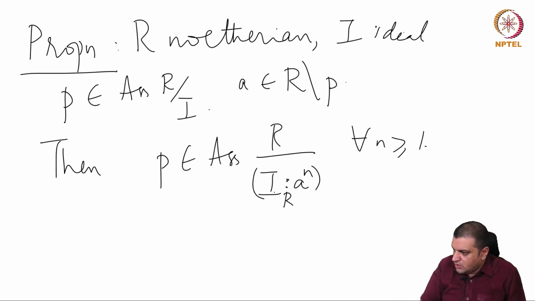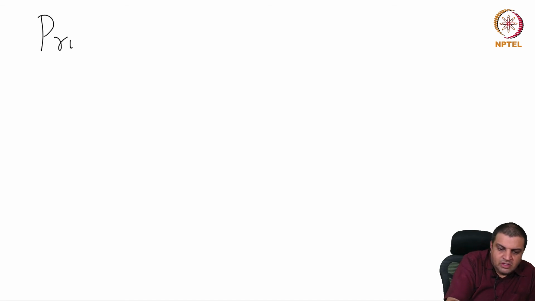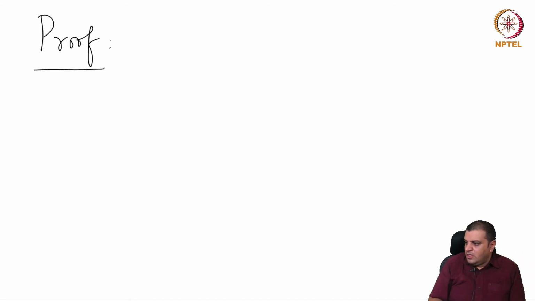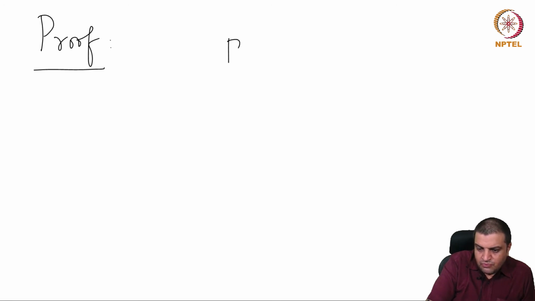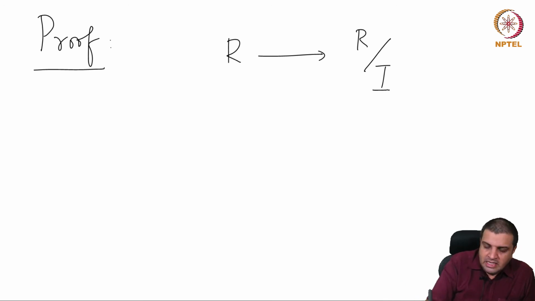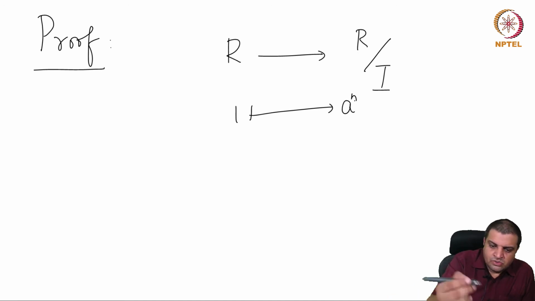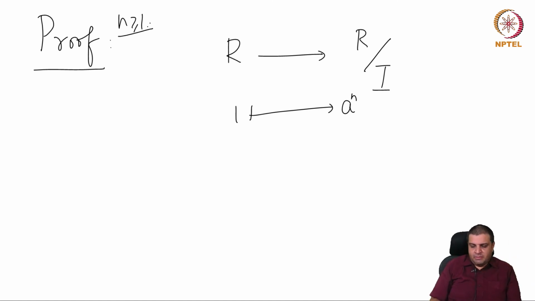So the proof is again one of these standard arguments that one becomes familiar with after seeing these a few times. Consider the map from R to R mod I, an R-linear map, not the surjective quotient ring map, which sends 1 to a^n, for some n greater than or equal to 1, a as above. So, consider this map.